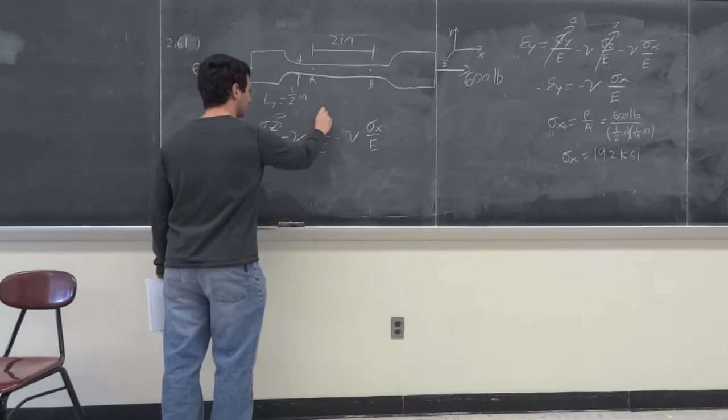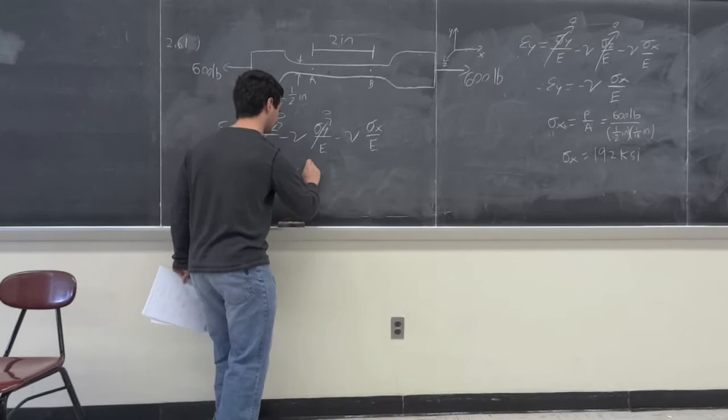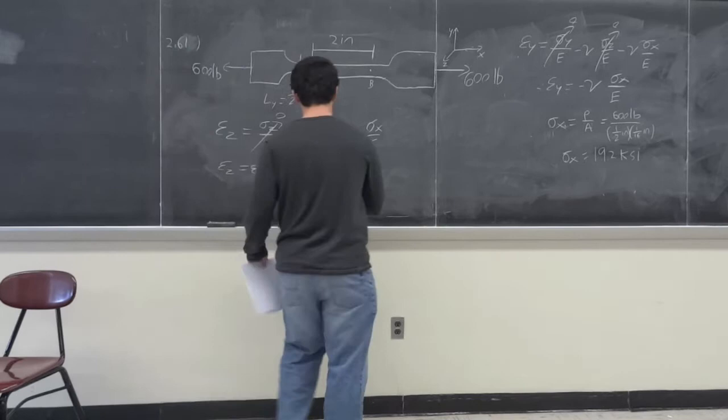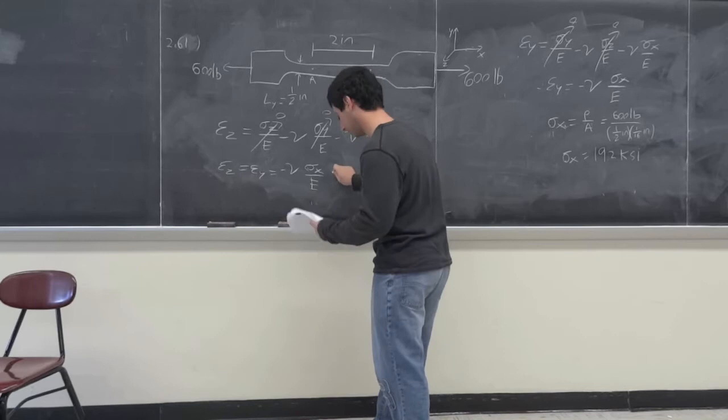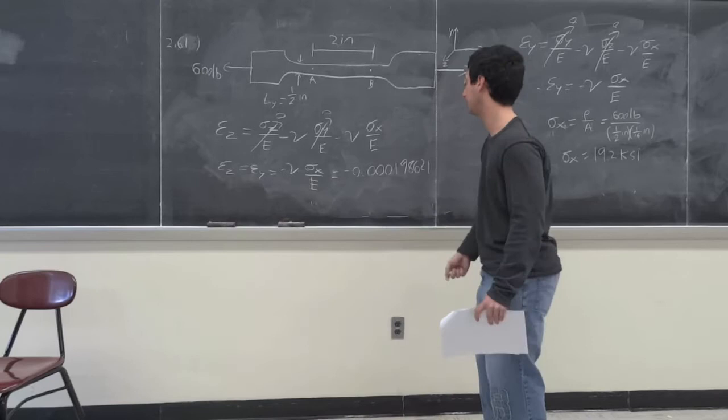So epsilon z is equal to epsilon y, which is equal to minus mu sigma x over E. Okay? So it's the same result. So what was that value again? I shouldn't have erased it. Minus 0.00019861. Okay, so we get the strain in the z direction.